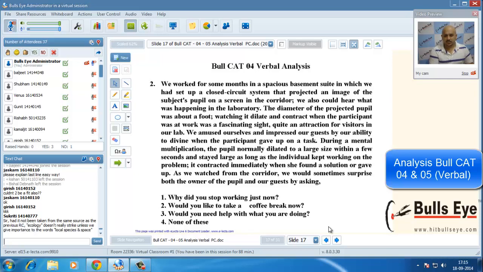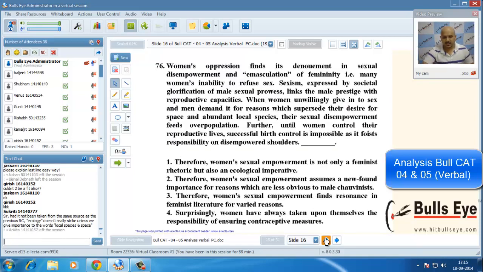Sukriti, you are absolutely right in this particular case. But one thing that you've got to always do is you've got to eliminate answer options. So I'll go back to the last slide for a minute. Option 2 is ruled out because of chauvinism. Option 3, therefore, women's sexual empowerment finds resonance in feminist literature. Again, feminist literature is not mentioned in this particular paragraph.